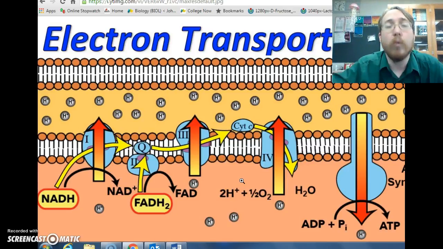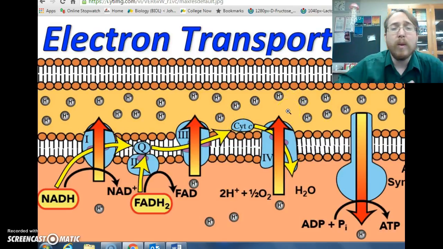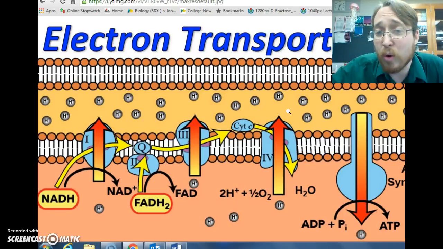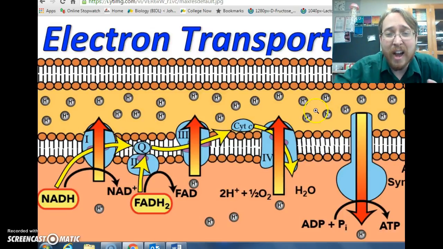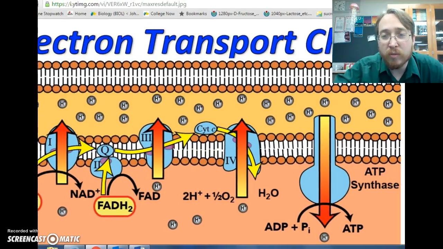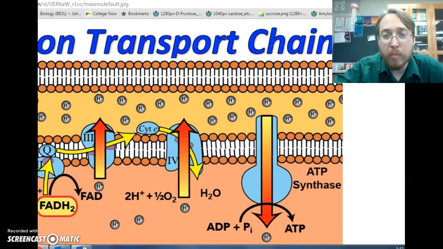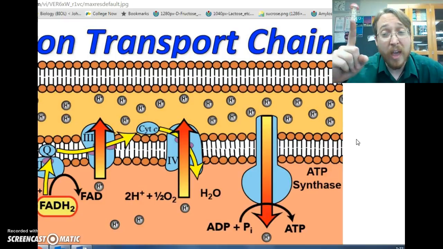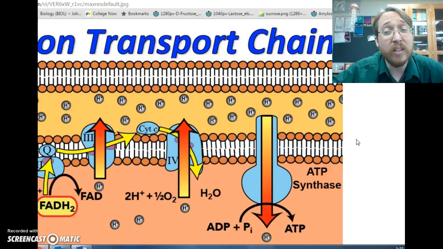So what? Well, you're right, now we have just a bunch of hydrogen in the inner membrane space. What does that matter? Well, we did say before that hydrogens are the same thing as protons, and this high concentration of protons is referred to as the proton motive force. Now, what good is that? Well, we know that particles move from an area of high concentration to an area of low concentration. And when they move across a membrane from high concentration to low concentration with the help of a transport protein, that would be facilitated diffusion.